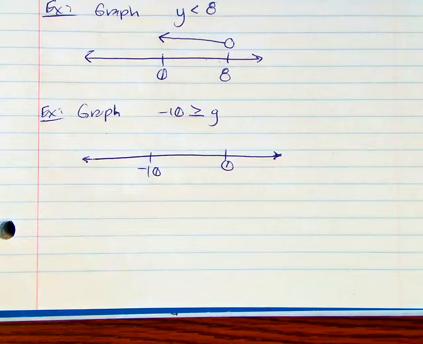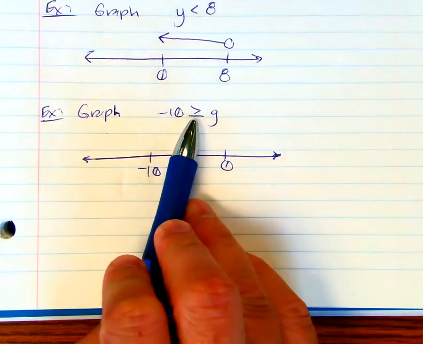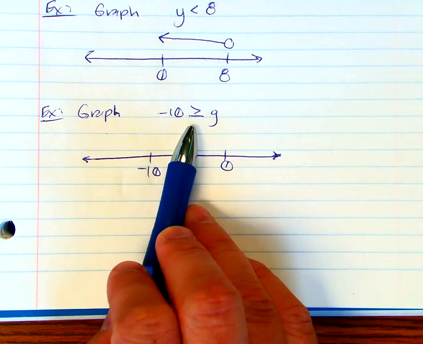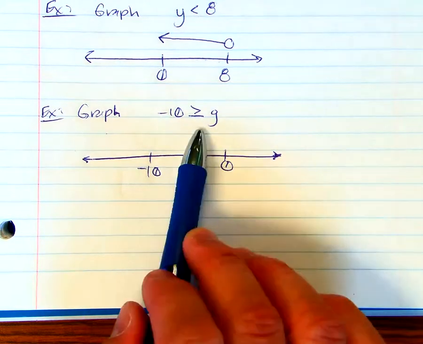I just told you that you can use this symbol to point you in the correct direction. But I also said it does not work every single time, that there's a certain time that it is not going to work. This is that time. This inequality is written backwards.